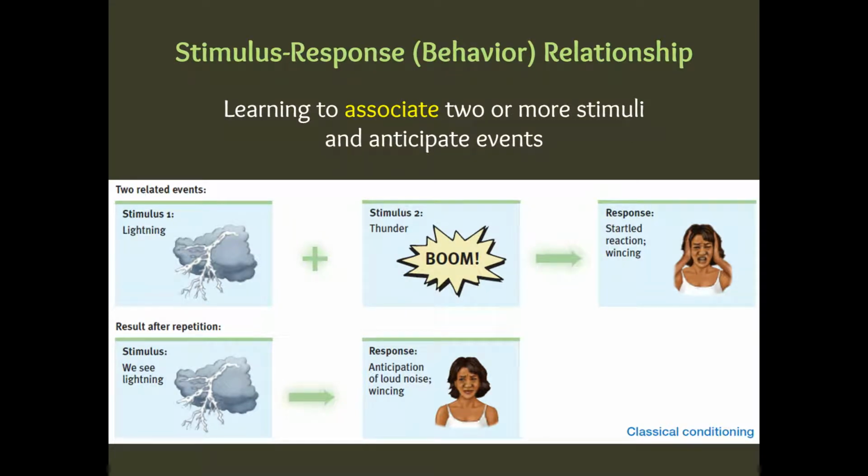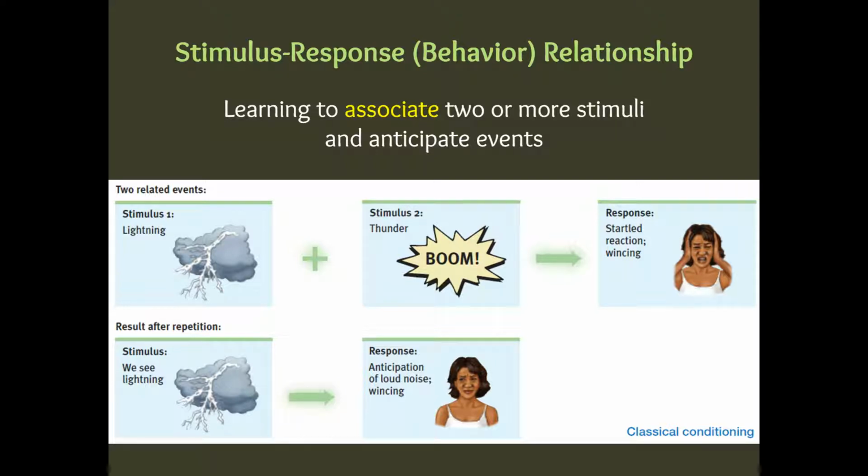But I think you already know how to associate. You already know people who have these associations, right, of two or more stimuli that allow you to anticipate events. And a stimulus is a thing that happens that you can feel or see or hear or smell. Anything that you can feel, that you can perceive, that you can interact with, that you can react to, is a stimulus.